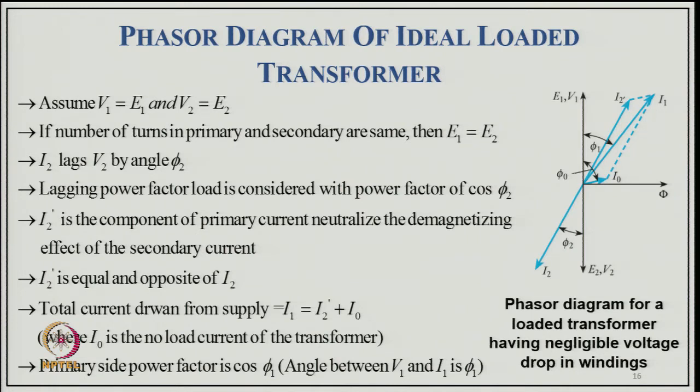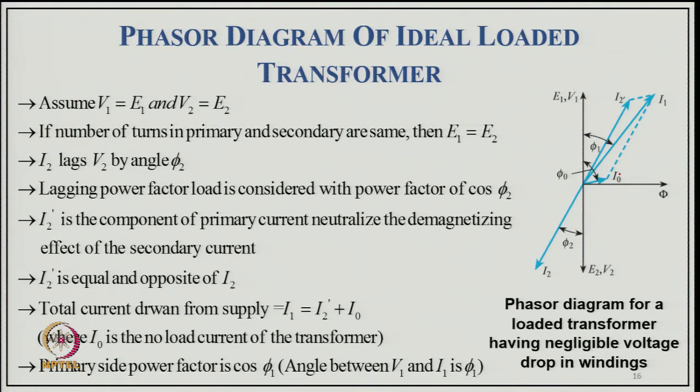Here I2 dash is the component of primary current that neutralizes the demagnetizing effect of the secondary current, and I2 dash equals the opposite of I2. The total current drawn from the supply will then be I1 equal to I2 dash plus I0, where I0 is the no load current. The primary power factor is now cos phi 1, where the angle phi 1 is the angle between V1 and I1, as you can see in the phasor diagram.